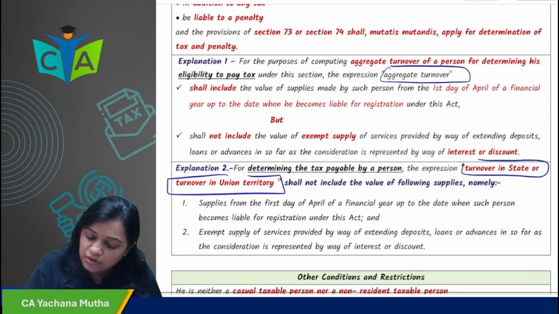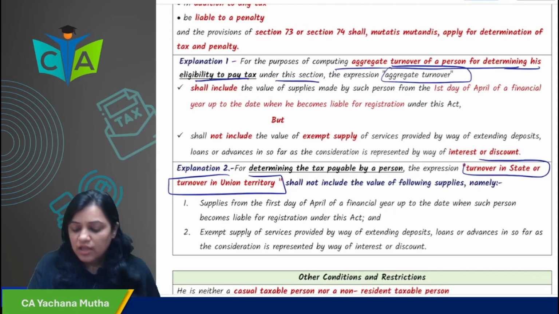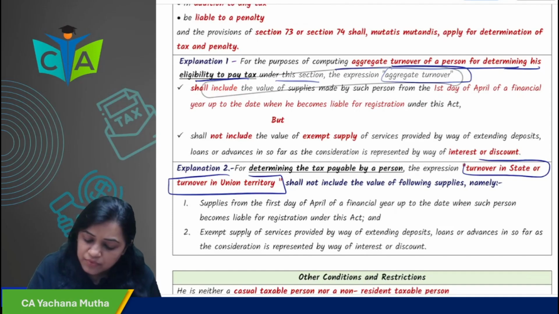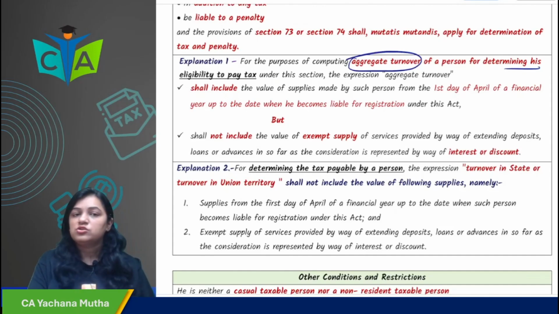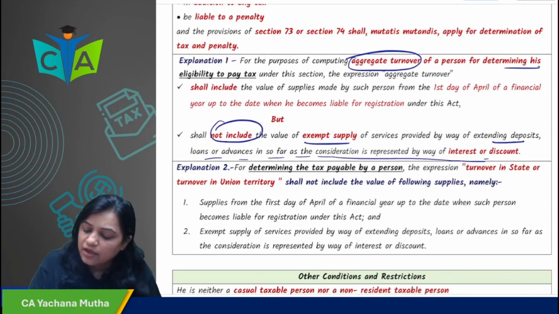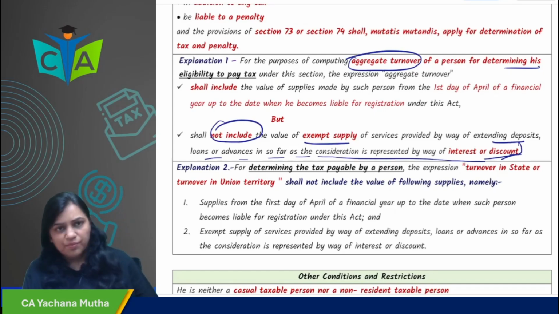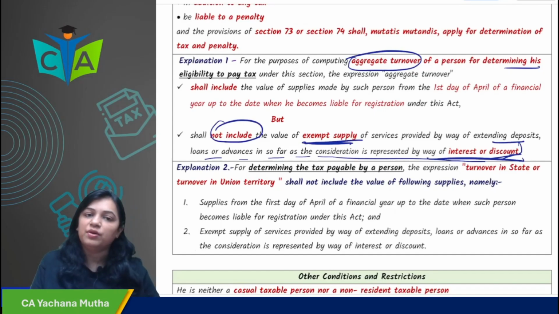So we'll see. For determining aggregate turnover, for the purpose of determining his eligibility to pay tax under this section, the expression aggregate turnover shall not include, first we'll see what it will not include, the value of exempt supply of service provided by way of extending deposit, loan, advances, in so far as the consideration is represented by way of interest or discount. In simple words, interest or discount is not to be included in value of exempt supply.